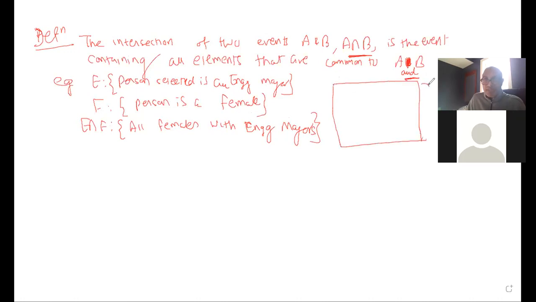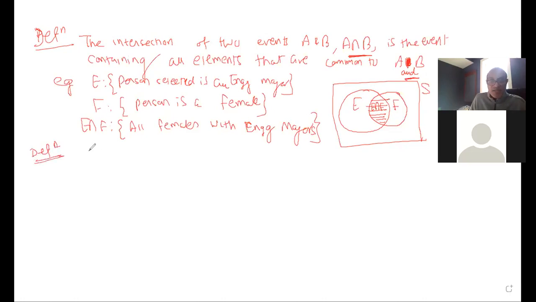If you want to plot the graph, you can plot something like this. This is my sample space S, and this is my E. There are some boys in engineering, and some girls who don't have an engineering major, but psychology, economics or business major. This is my F, but there are some girls having an engineering major. So that is E intersection F, just this portion.